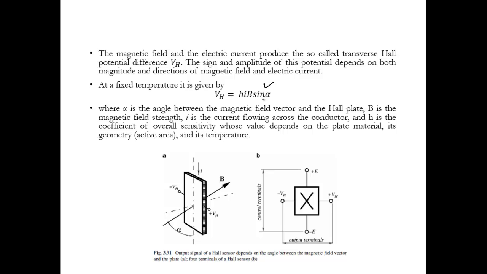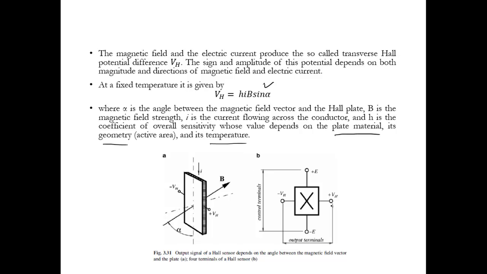And if it's parallel to the direction of the current, then alpha is equal to 0, sine 0 is 0, so we'll have no Hall voltage developed. So there is a condition that the field has to be perpendicular, or inclined to some extent with the direction of the current. B here refers to the magnetic field strength, I is the current flowing across the conductor, and H is the coefficient of overall sensitivity, which depends on the plate material, the geometry, and the temperature that we are working in. So accordingly, this H will also change.